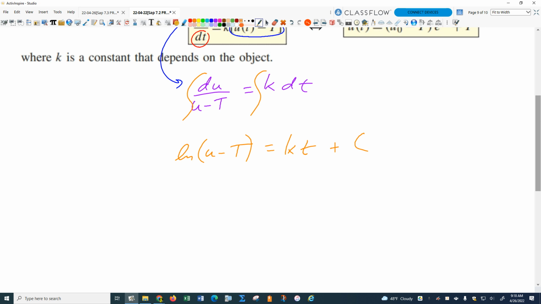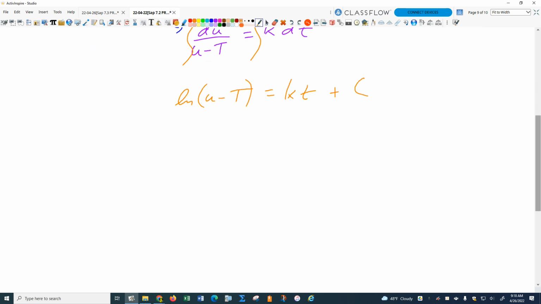We good? Okay, I want to solve for u though, so I've got to exponentiate both sides, right? The exponential cancels the log, right? So I'm going to get u minus t equals e to the kt times e to the c, right? So I'm just going to call that, how about, we'll make that c1. So that's c.